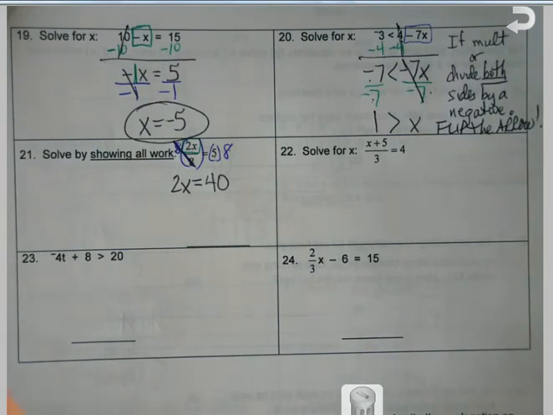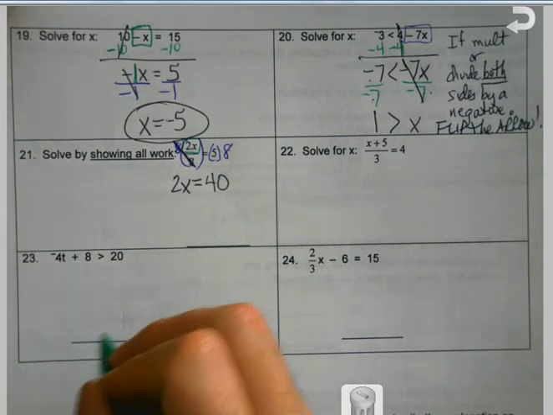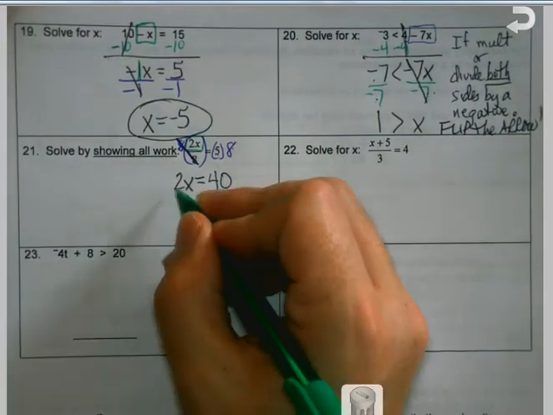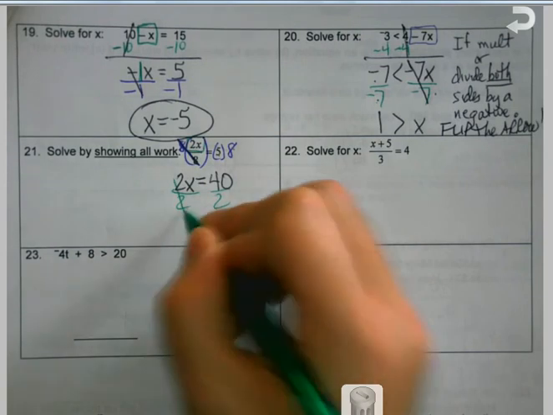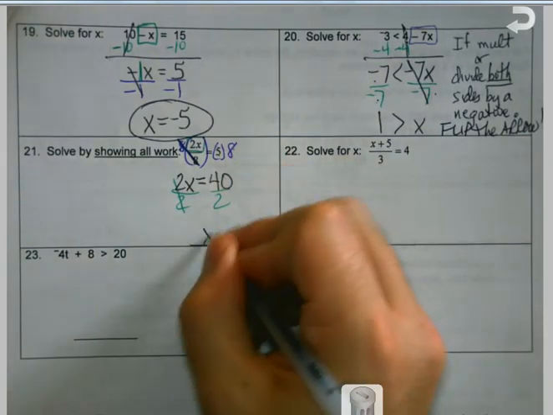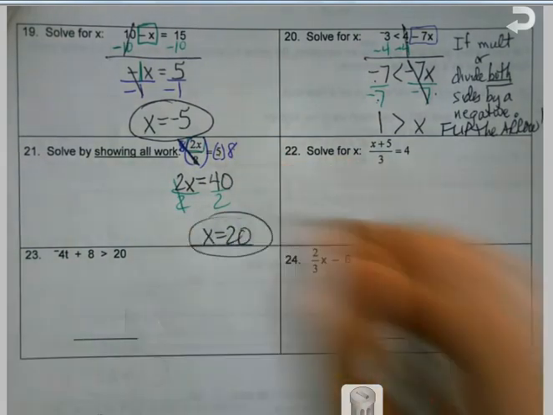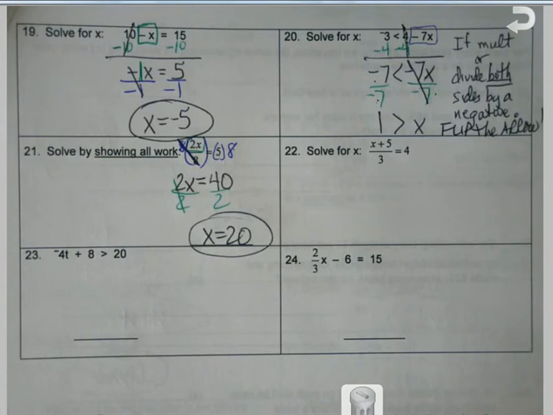What's my last step to get x by itself? Divide, because I'm multiplying by 2, and that's how we undo. Nicely played. And I'm ready to roll.